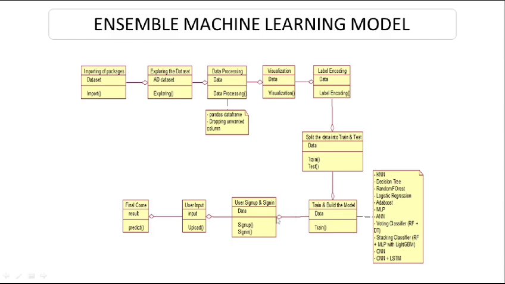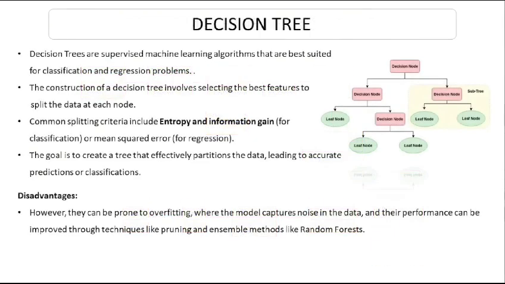In the web application you need to first sign up, and then you need to give the input, and then we can predict the output. This is the data chart for this project. Coming to the decision tree. Decision tree is a supervised machine learning algorithm which is best suited for classification and regression problems. In decision tree, we have common splitting criteria like entropy, information gain, or mean square error values.